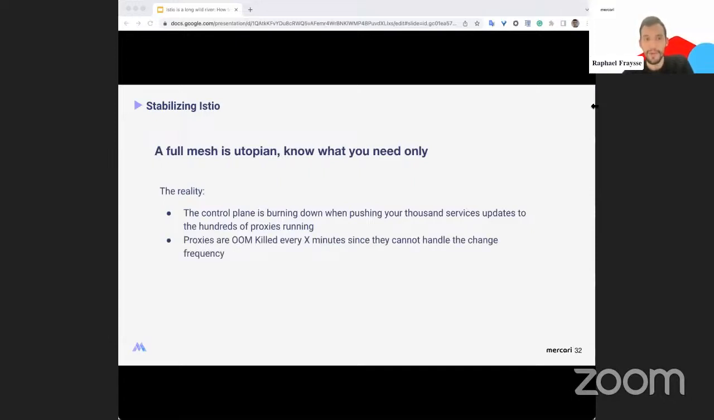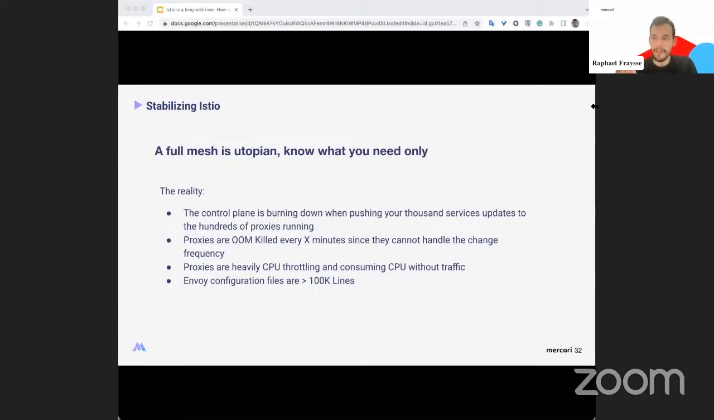The proxies are also OOM killed because they cannot handle the change frequency. There is also CPU throttling and CPU usage even without traffic, just because of this configuration management. And the Envoy configuration files are also crazy big, we have some files that are like 500K. It's totally crazy. It's not human readable at all. So it's a crazy hard task anytime you have to deal with manually checking the configuration.